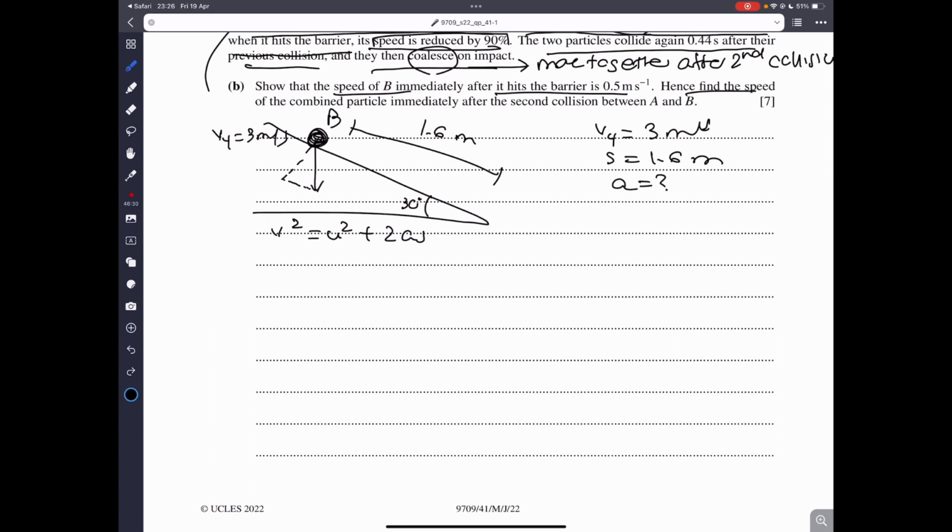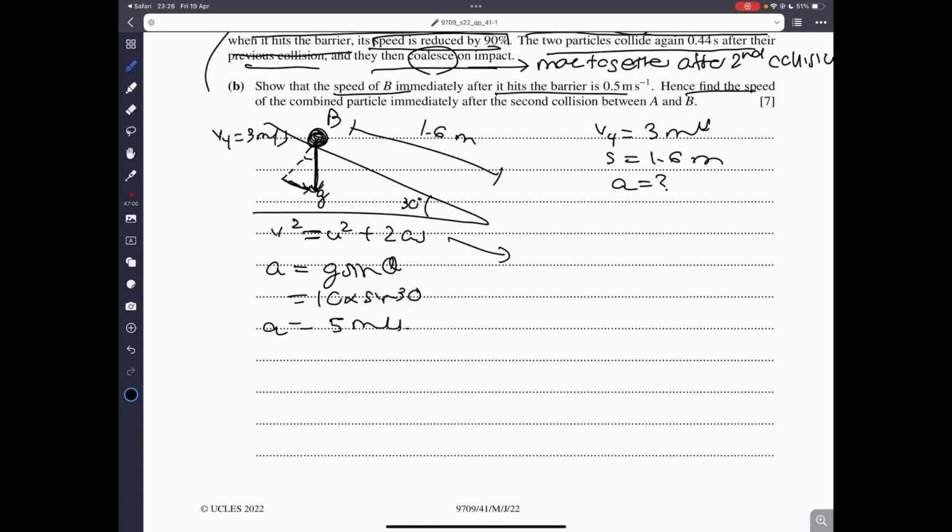Okay, so v squared equals u squared plus 2as. The acceleration is basically equal to g sine theta, because g is acting downwards along the slope with the sine theta component. So the acceleration is going to be 10 times sine 30. The acceleration is equal to 5 meters per second squared.